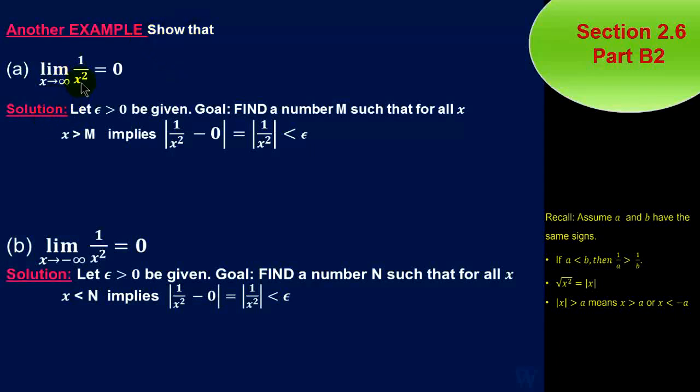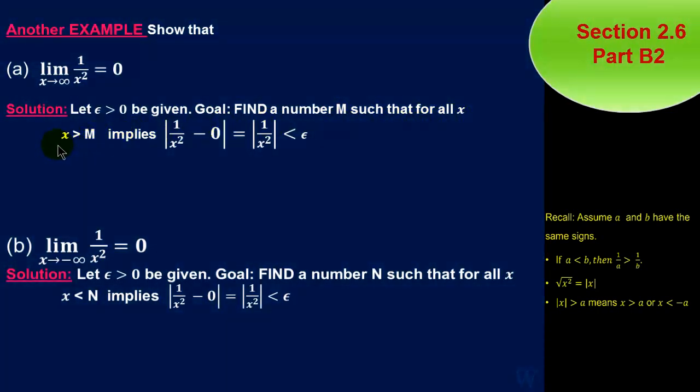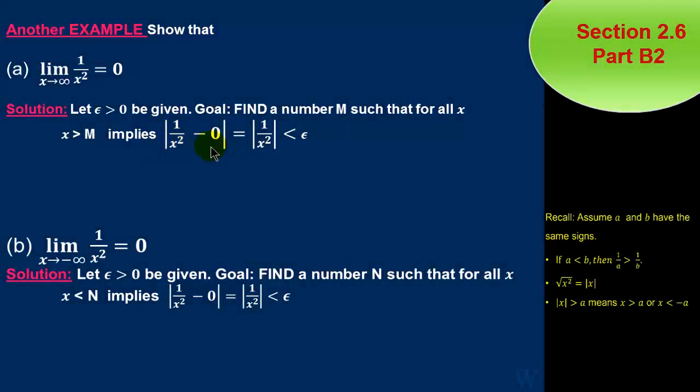Show that the limit of 1 over x squared as x approaches infinity is equal to 0. Solution: let epsilon greater than 0 be given. Our goal is to find a number M such that for all x's, wherever x is greater than M, it implies that the difference between f of x and the limit L equal to 0 is less than epsilon.